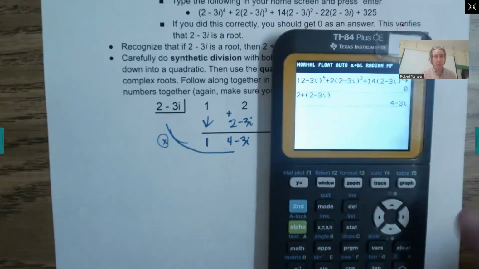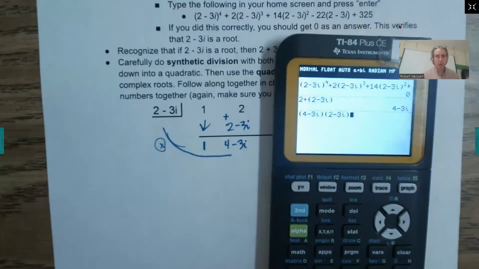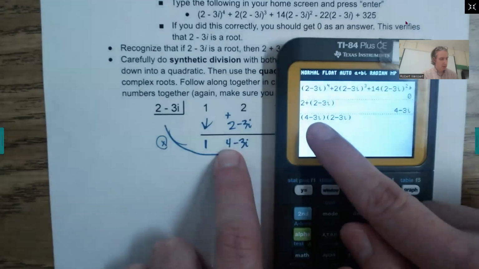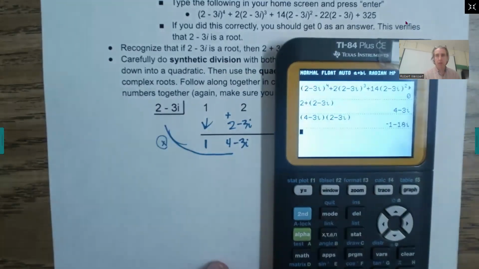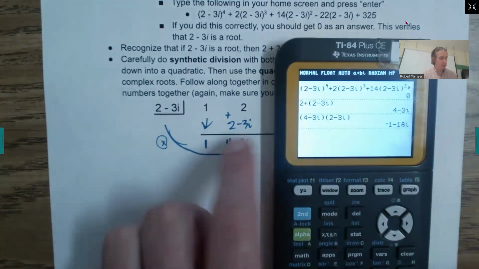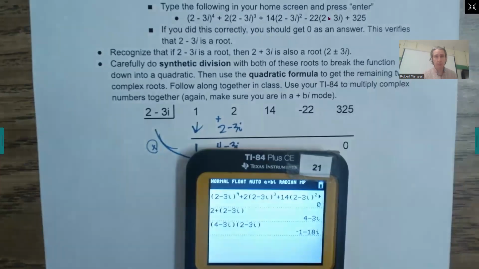So again, make sure you're in a plus bi mode. Type it like this: 4 minus 3i times 2 minus 3i. Just use parentheses around them. It's multiplication. Hit enter. That's your output. And remember that value will go right there.